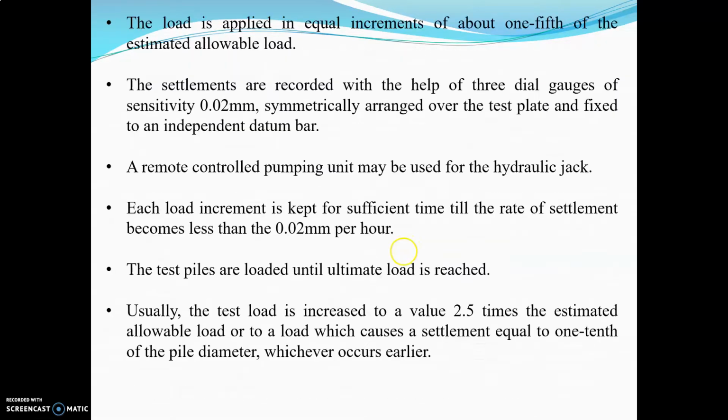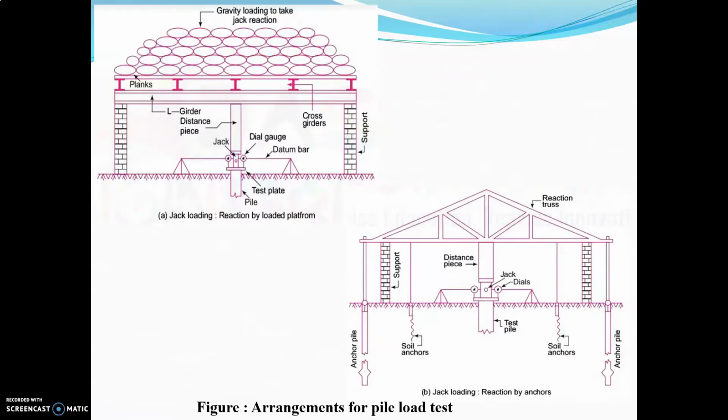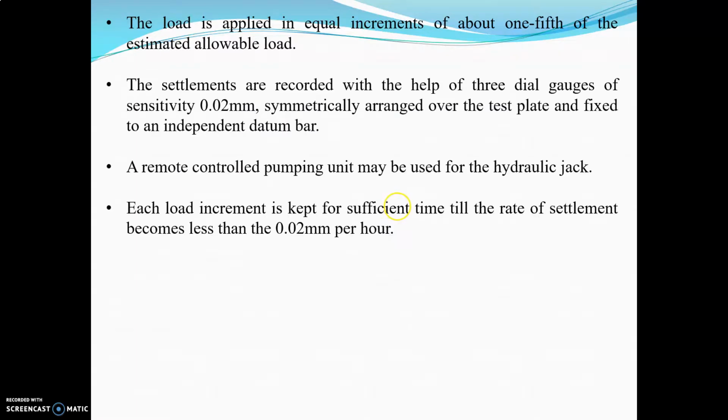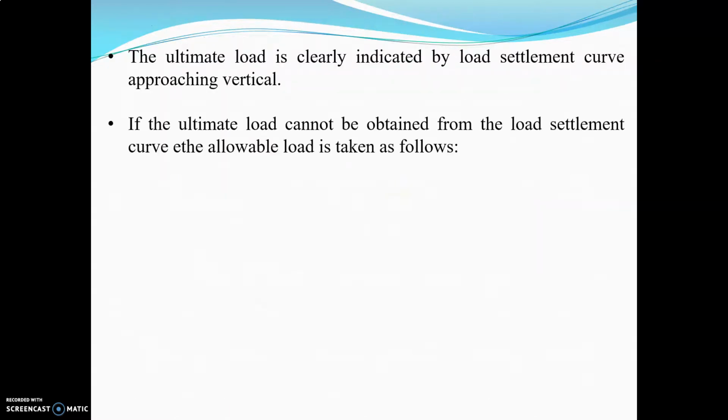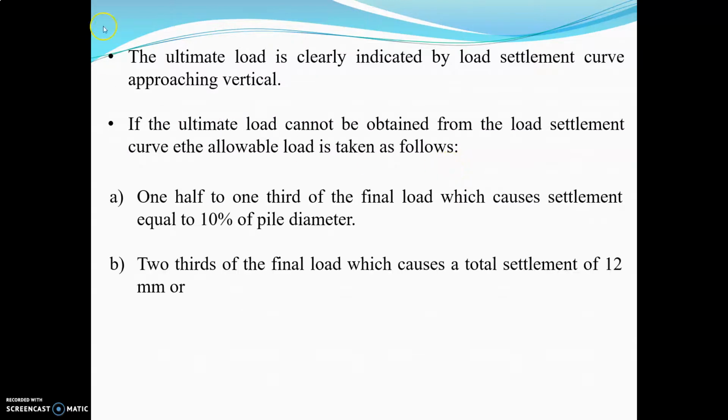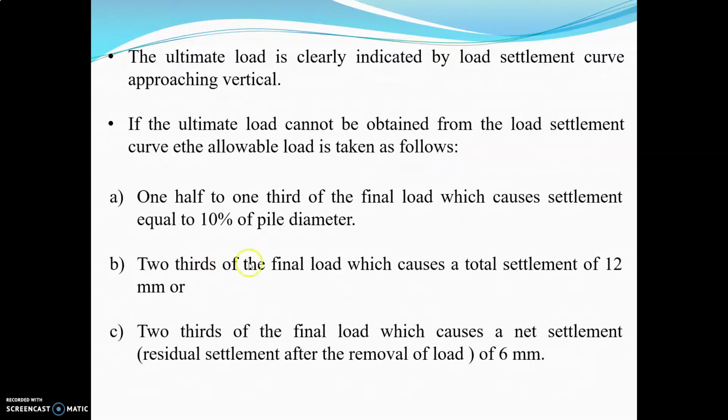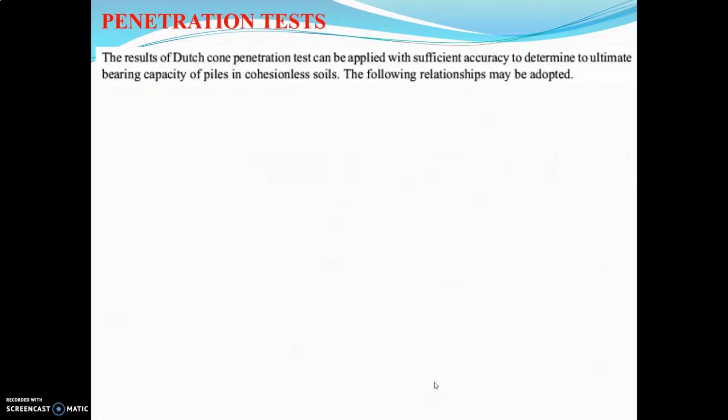Here the main thing, the load is applied either through the anchors or through gravity. Then the load is continuously increased, and corresponding settlements have to be noted down. Based on the load settlement curve, you can find the ultimate load. If it is not possible to find it from the load settlement curve, you have to consider these 3 formulas to find the allowable load. So this is about pile load test. Next, let us discuss penetration test.